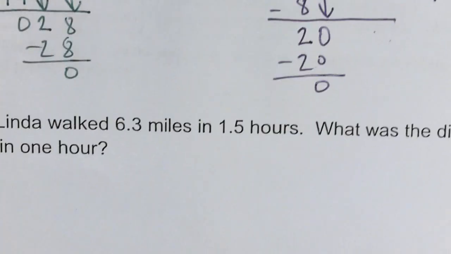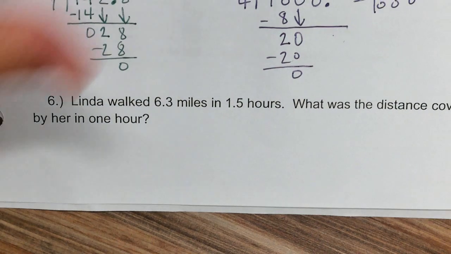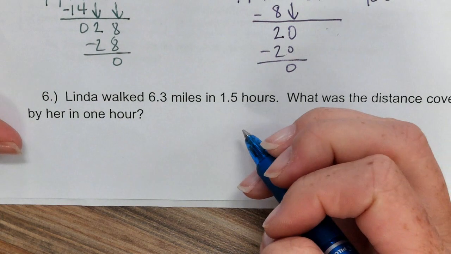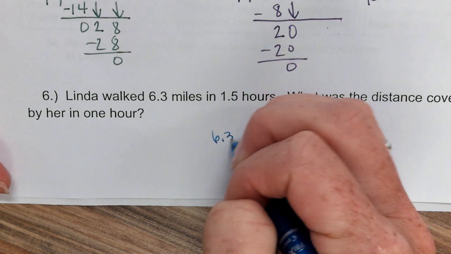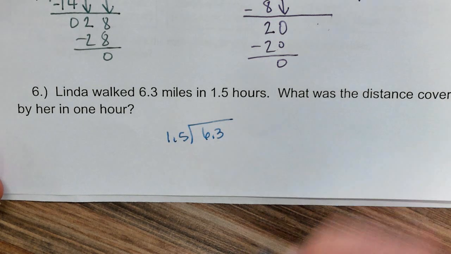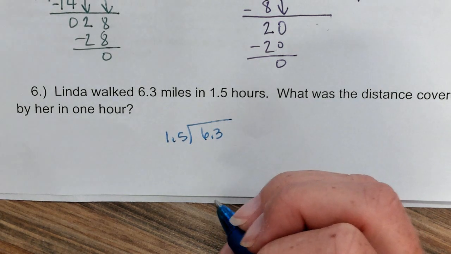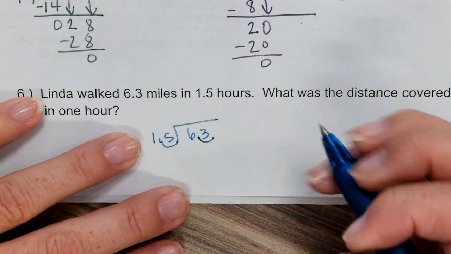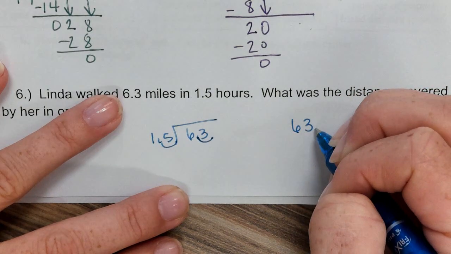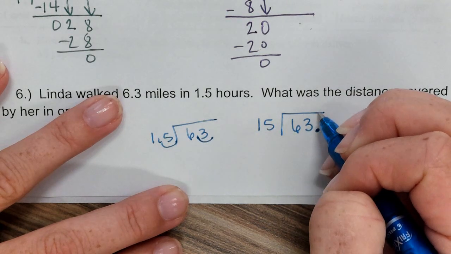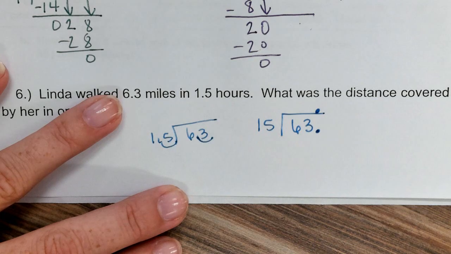Last question. On our notes. Linda walked 6.3 miles in 1.5 hours. What was the distance covered by her in 1 hour? So what am I going to do? Divide. So I have 6.3 divided by 1.5. Can I have a decimal on the outside? No. How many times do I need to move it? That means I have to move this one also once. So I have 63 divided by 15. Now, if I need a decimal, it's going to be right here. And I can put as many zeros back there as I want.